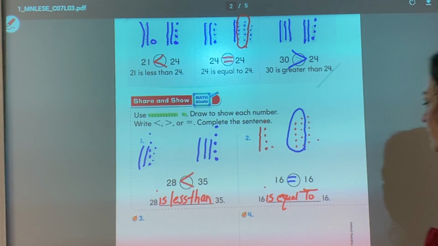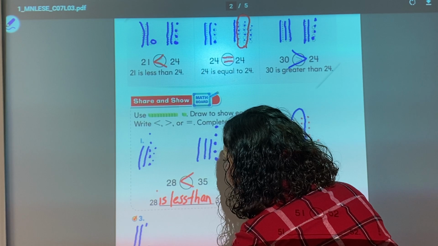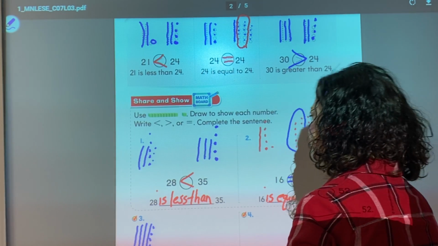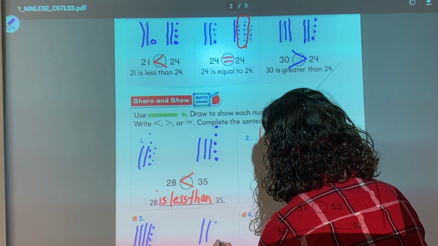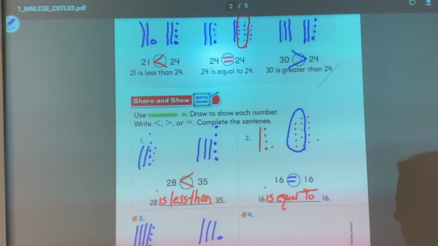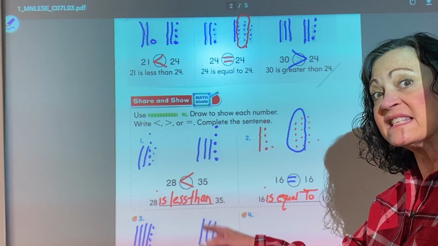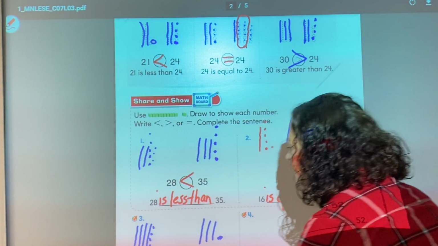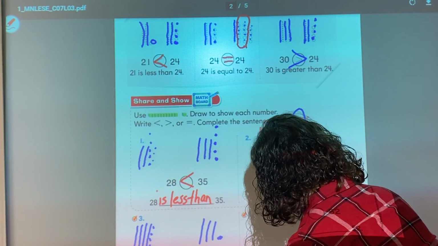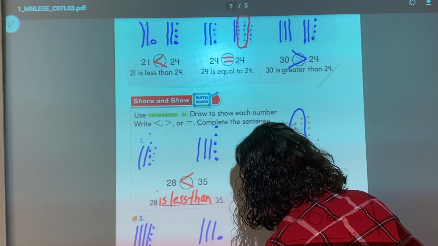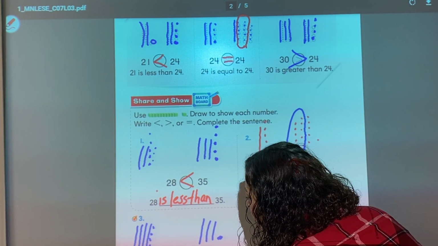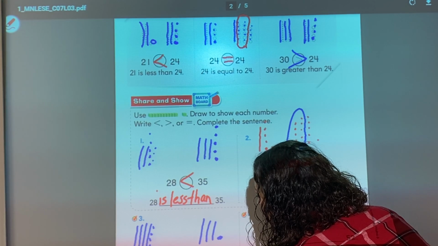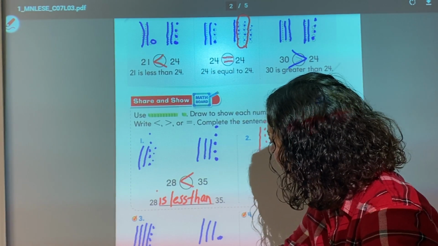All right, 46 and 31. Let's draw it out. I have 4 tens and I have 6 ones in the number 46. And then I have 3 tens and 1 one in the number 31. So I know that 31 is my smallest and 46 is greater than. So I'm going to make sure that alligator mouth opens to the big number. And then when I write it, I write 46 is greater than, it's hard to write on this whiteboard, 31. 46 is greater than 31.